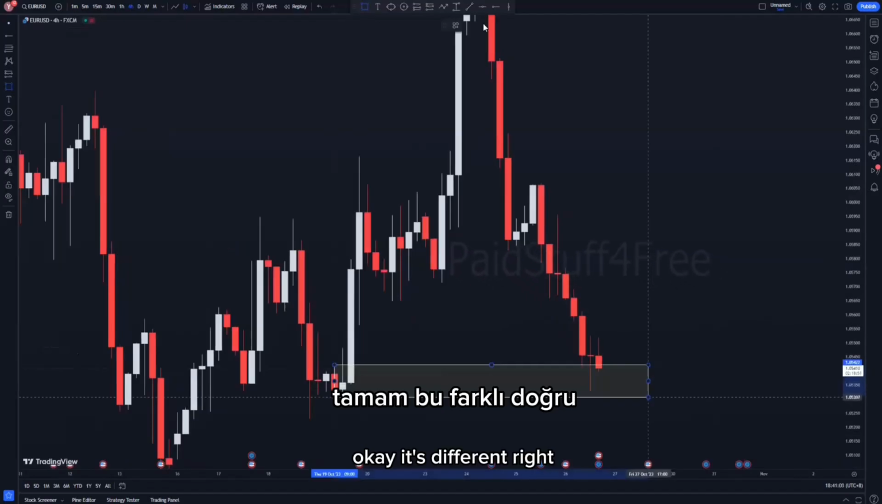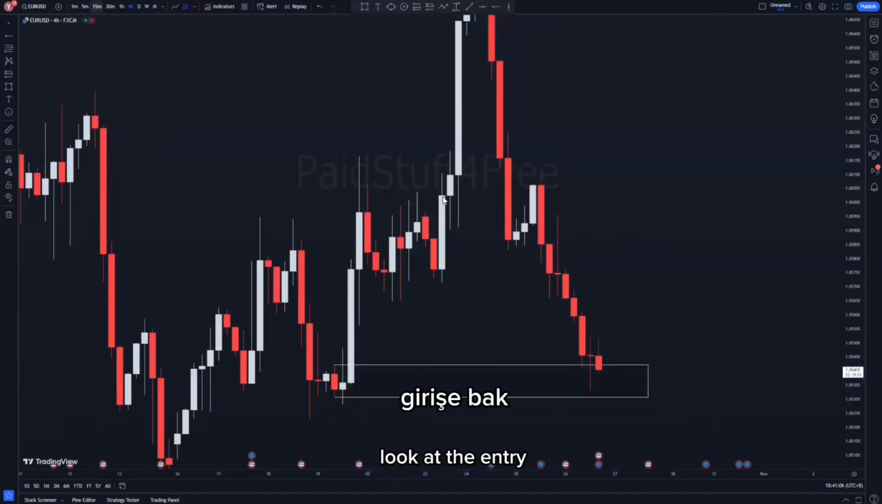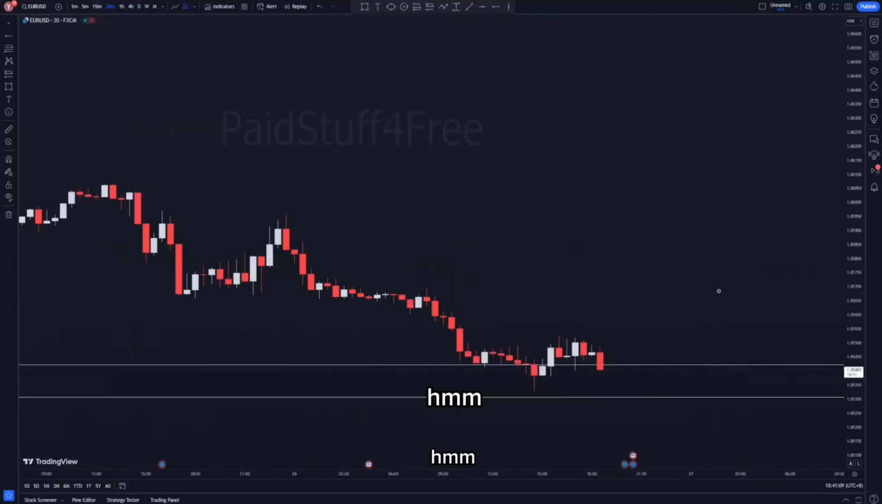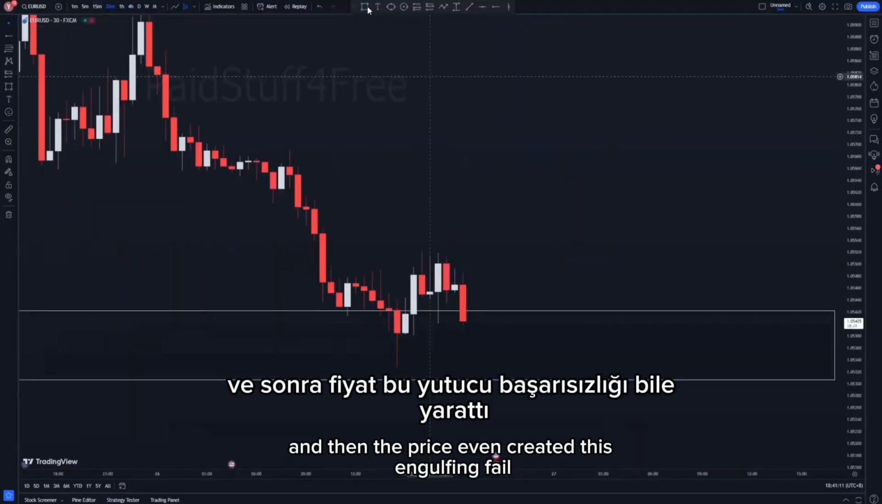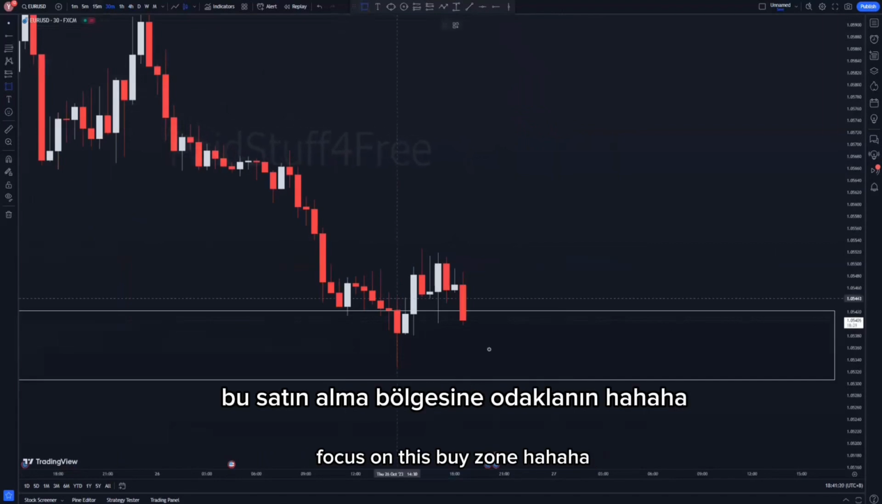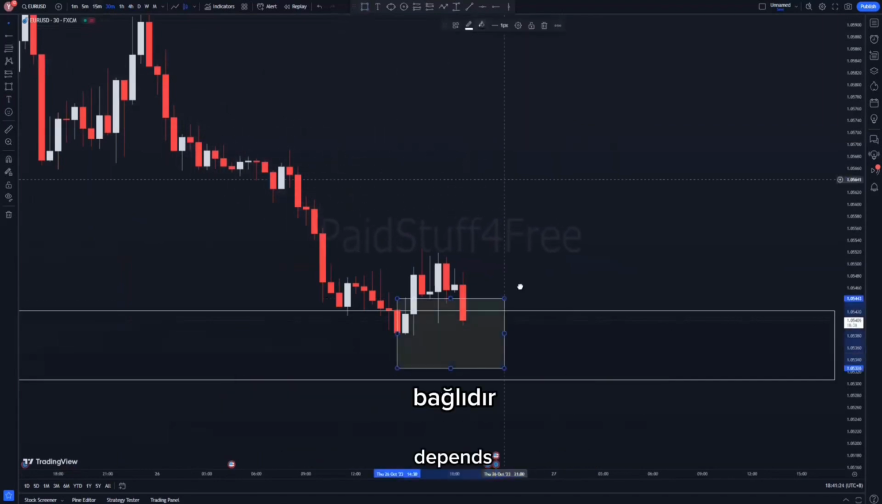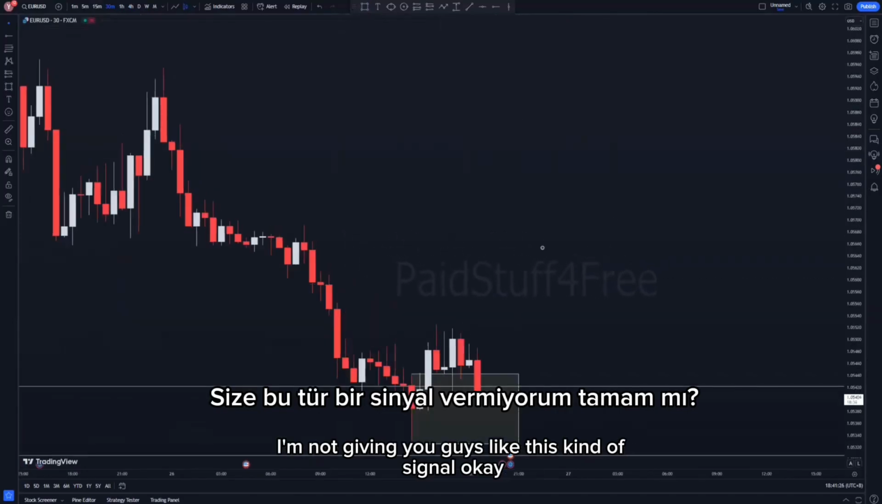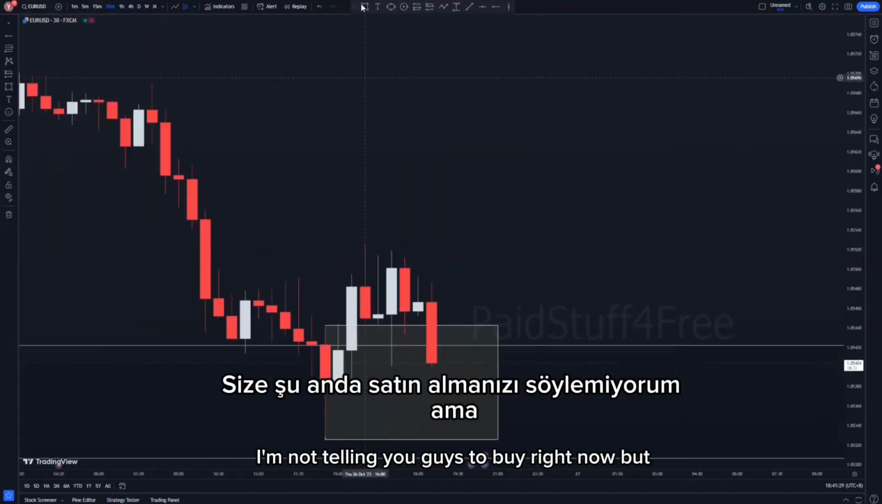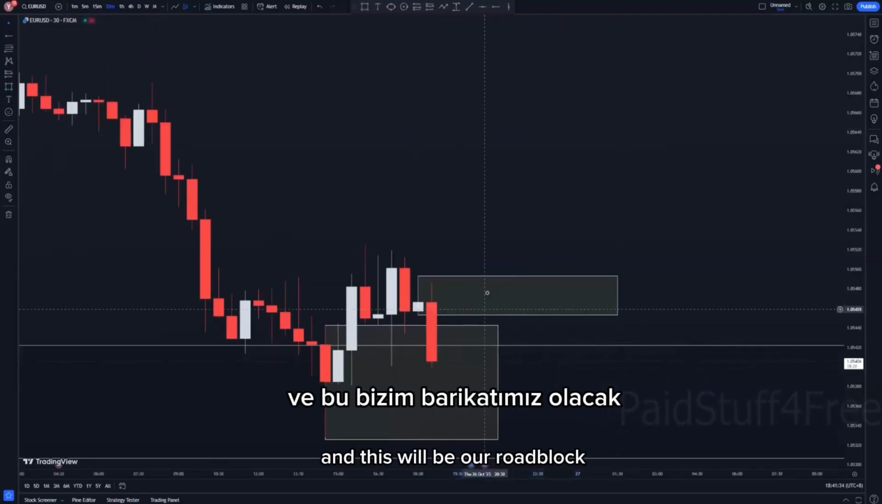Okay, it's different, right? So when the price gets into the buy zone, look at the M30. And then the price even created this engulfing fail. And then you guys will have, okay, focus on this buy zone. But it depends, okay? I'm not giving you guys this kind of signal. I'm not telling you guys to buy right now, but yeah, if you guys want to buy, wait for the confirmation entry. And this will be our roadblock.